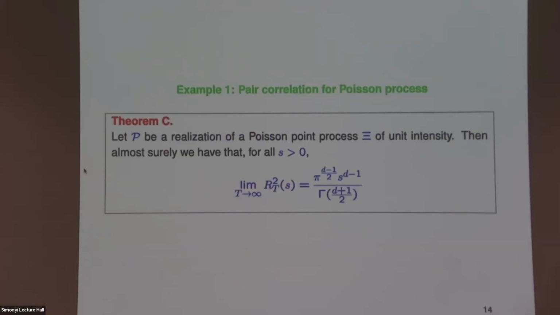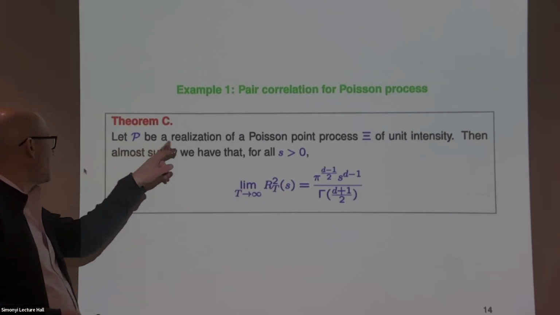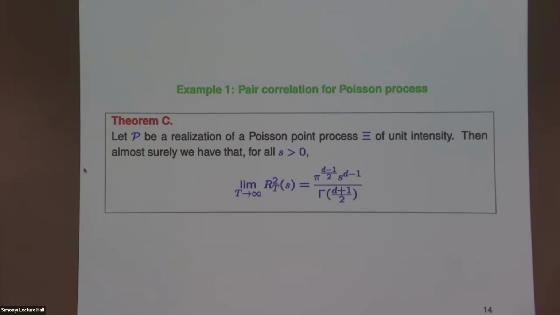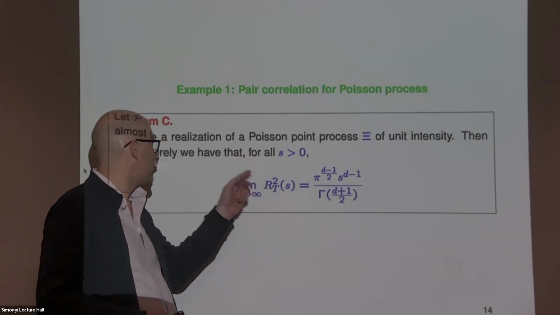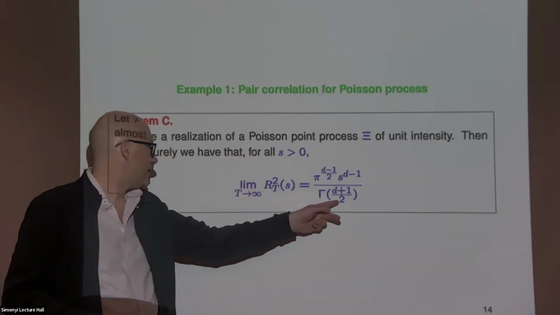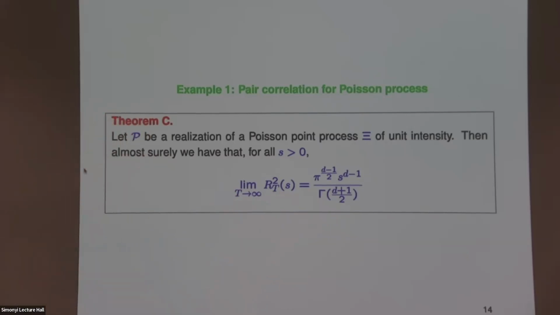For example, one can show that if P is a realization of the Poisson point process that I showed you, and then we project down, we look at the quantity on the previous slide, it converges almost surely, for almost every realization, to a limit. And here's the limit.